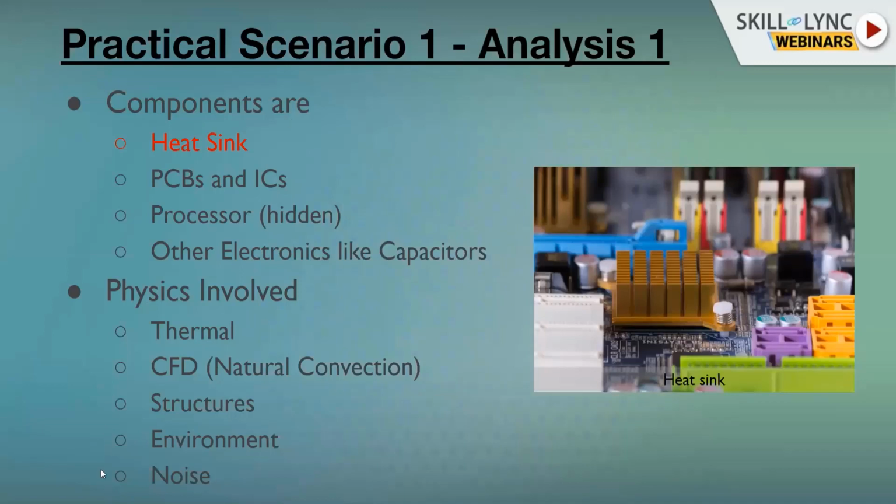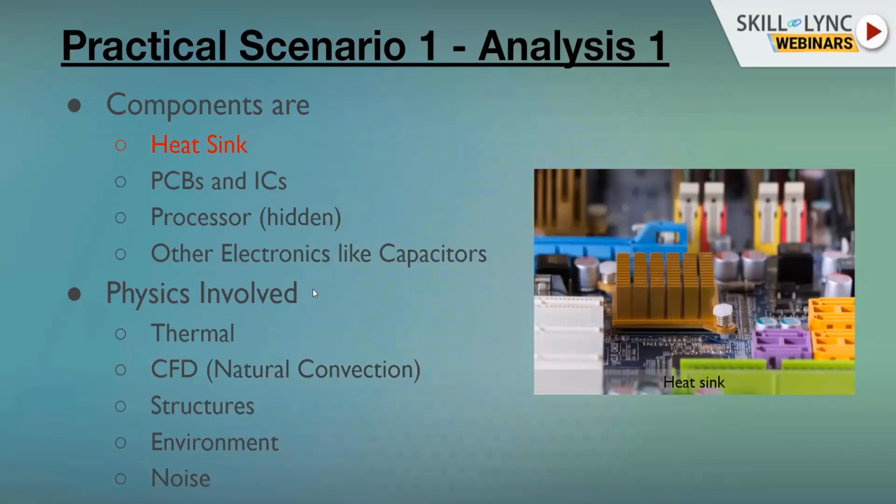So what are the physics involved in the analysis? We got design requirements, and we collected a lot of prerequisites for analysis. The next step is, what physics should I analyze? Is it only thermal, or only CFD, or both? Thermal, because the processor is generating heat, so the heat sink might get hot. So thermal physics is involved.